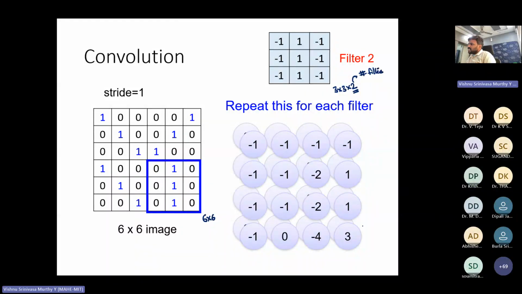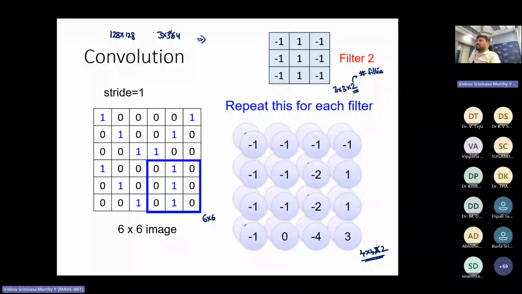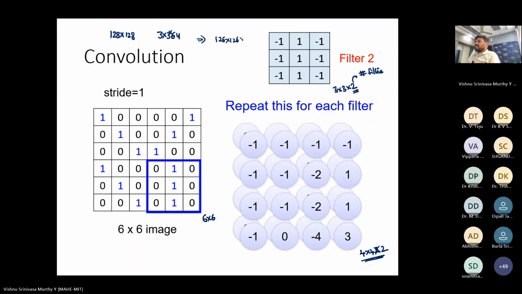Will result in 4 by 4 by the number of filters, that is 2. Now you can imagine a 128 by 128 image. If it is convolved with 3 by 3 by 64 filters, then the resultant image is 128 minus 3 plus 1, that is 126 by 126 by 64. This you have to understand in the first step. Now, what will we do?